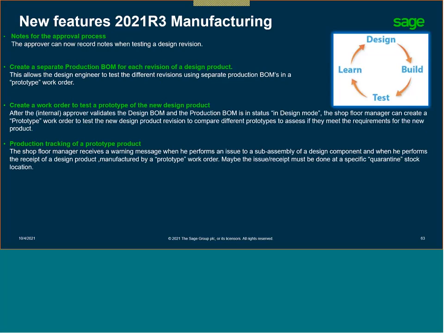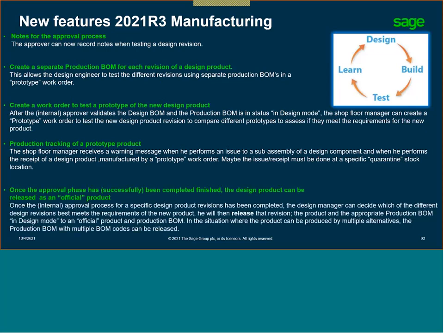The key thing about shop floor tracking is it will warn us it's a prototype order, because it may be the products have to go into a quarantine location. They can't go into the standard location. So we want to be warned when we're putting the order on that they are going into that area, or they should go into that area.